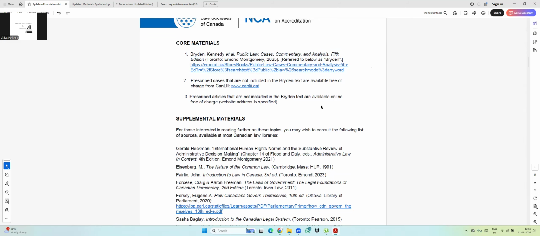They have changed because in the fifth edition they added some case laws. Prescribed cases that are not included in this particular text are available online. Those are the 2025 cases, they are here. This is also updated. But other than that, we have to use the case laws from Canlii, which are given in the syllabus. They have given the link for those cases.